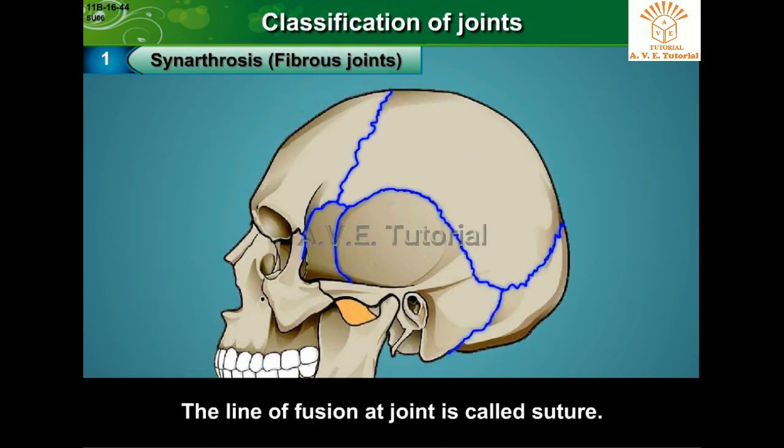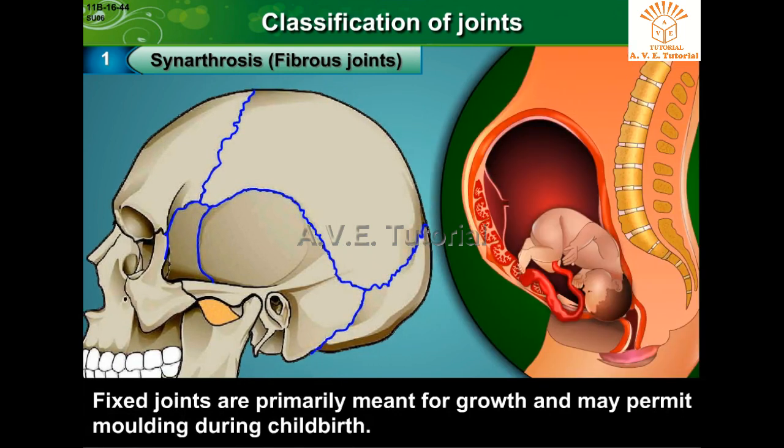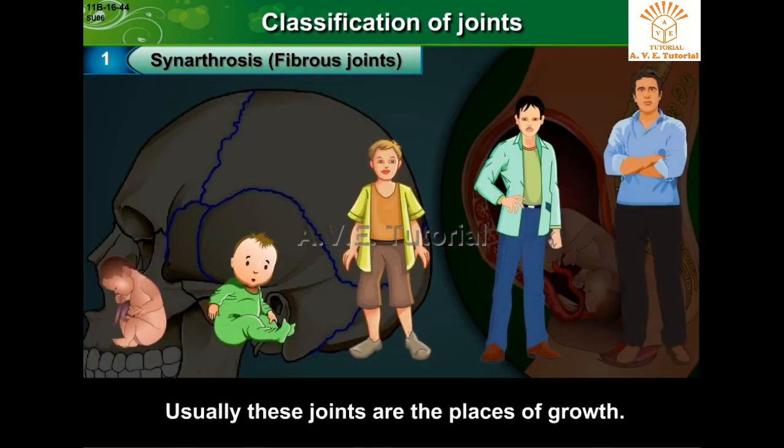The line of fusion at a joint is called a suture. Fixed joints are primarily meant for growth and may permit molding during childbirth. Usually, these joints are the places of growth.